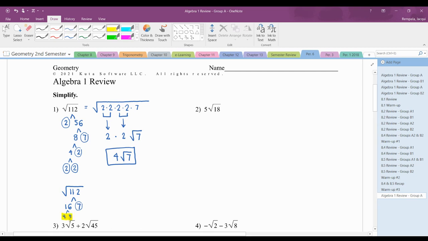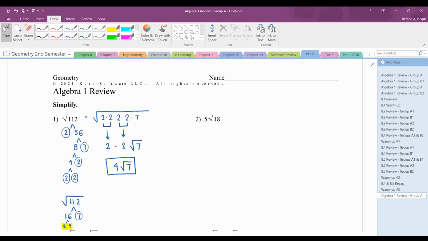There's a pair of numbers right away. Remember, a pair moves outside, and that's why a 4 ends up on the outside. So there are several different ways you could go about doing that. You could break it down to all of those prime numbers, or you could look for a big perfect square number that breaks down the number on the inside.